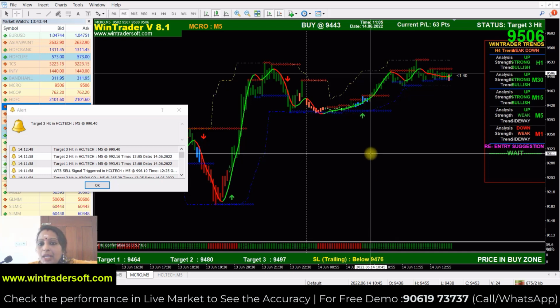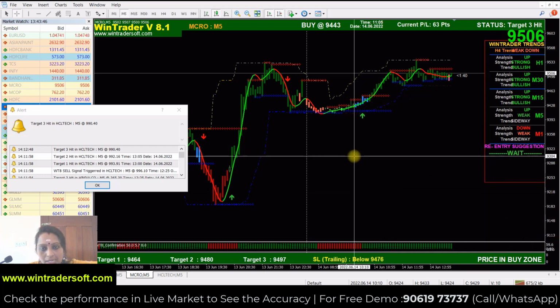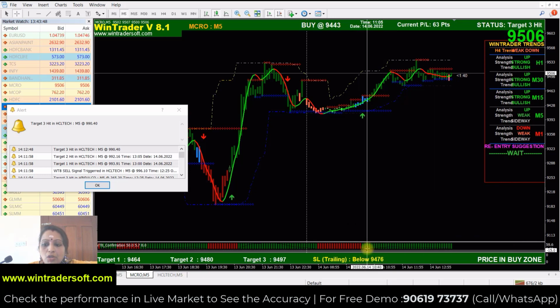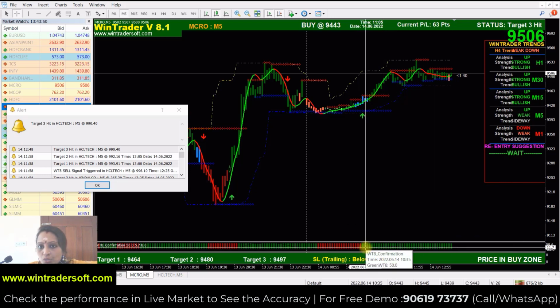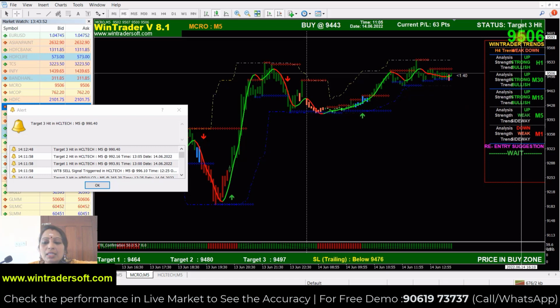First the arrow will come. After that, if it is a buy signal, then the price should be in the buy zone and the bar below should be in green color. If these two parameters are okay, then we can directly take the position.